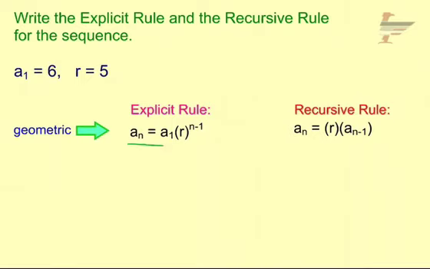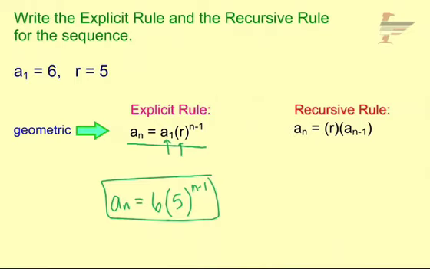So that's why we recognize this formula right here where we need our first term and we need a ratio, which are the two things they gave us. So we can go ahead and write this rule. A sub n equals our first term is 6. Multiply that by the common ratio, which is 5, and raise that to the n minus 1 power. And that actually is all we can do to simplify that. So there's the explicit rule. That's what we've been doing.